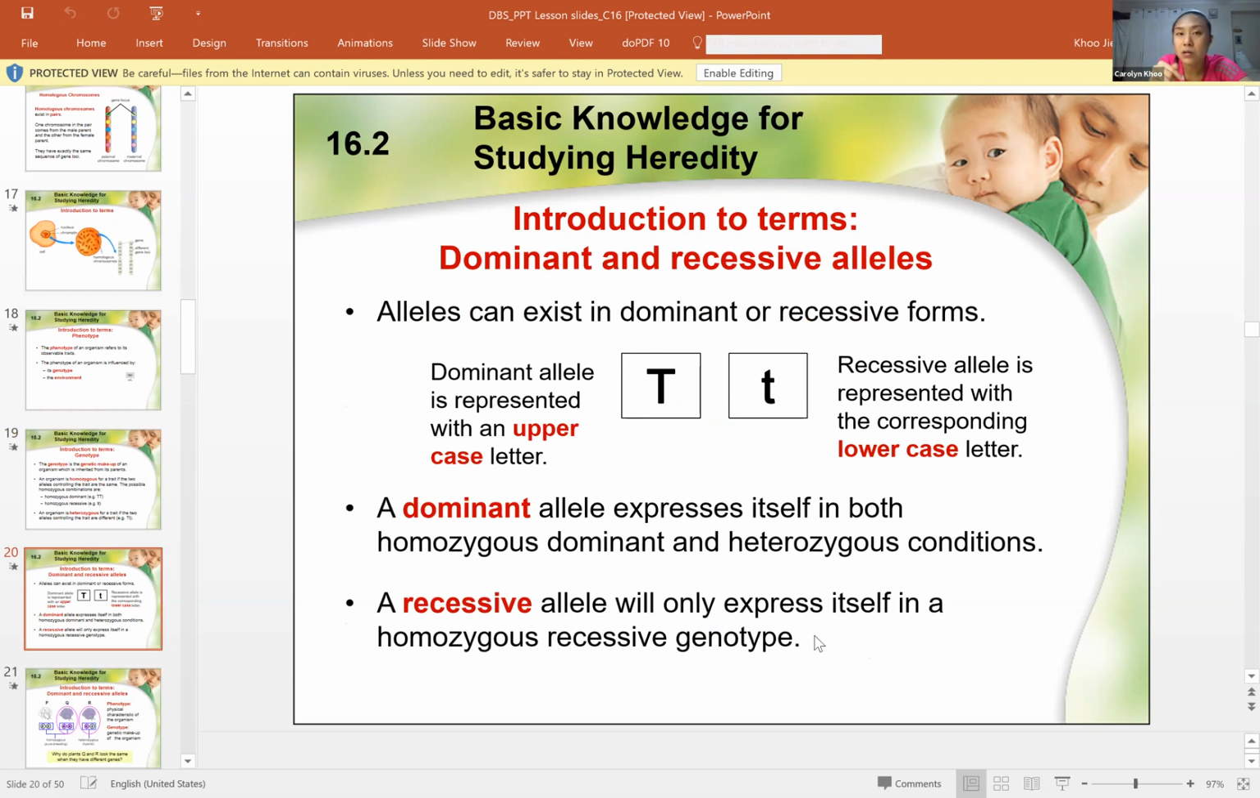Then we talk about the terms dominant and recessive. Dominant allele: the moment I have one of the allele, the trait will express itself. Recessive: I will need both alleles to be present in order for the trait to express itself.